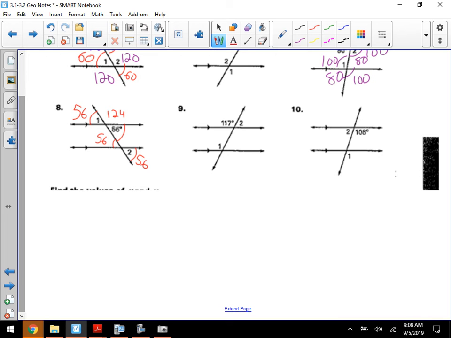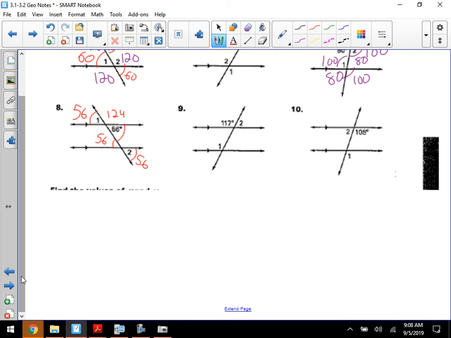Now, let me ask you another question. Remember, we had 4 angle types. We had corresponding, same position, same side. Alternate interior, inside, opposite side. Alternate exterior, outside, opposite side. And then same side interior, same side inside. What's the relationship between the angle of 117 degrees and angle 1 in number 9? Which of the 4 is that?